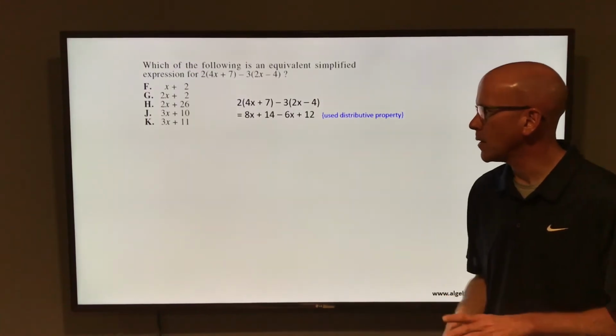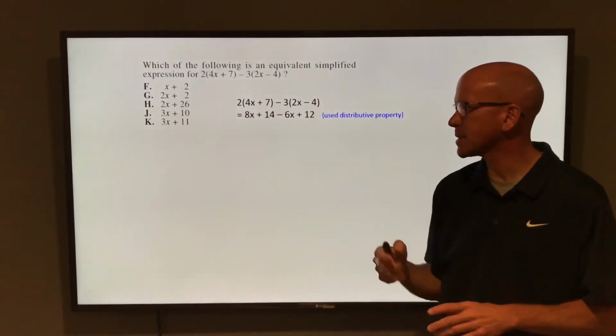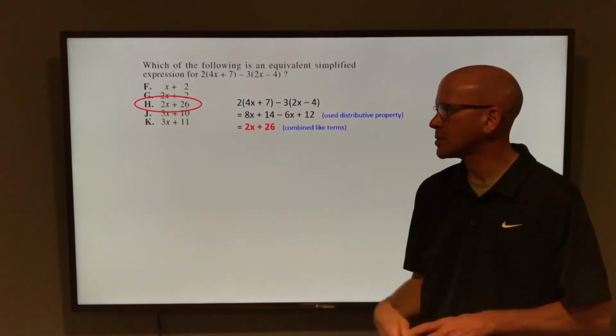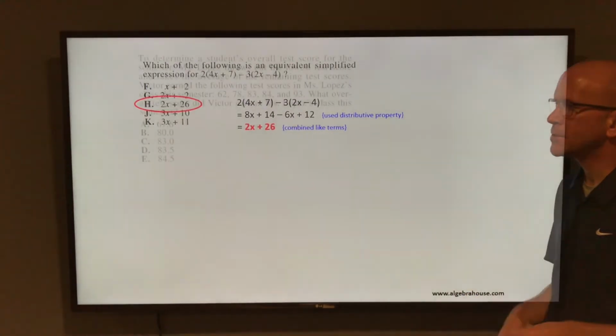Go back through and combine the like terms. You can combine 8x with -6x, it's 2x, and 14 and 12, you combine those, it's 26. 2x plus 26, letter H.